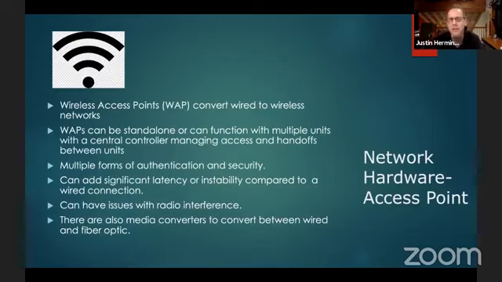And last, if you don't see this one coming, wireless access points are basically a way of converting the media between wired and wireless networks. You can either see them as standalone, which is the way most people encounter them, or you can see them as a system with a central controller that does authentication and security and a bunch of other functions.